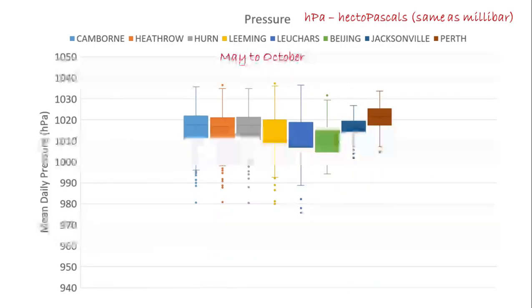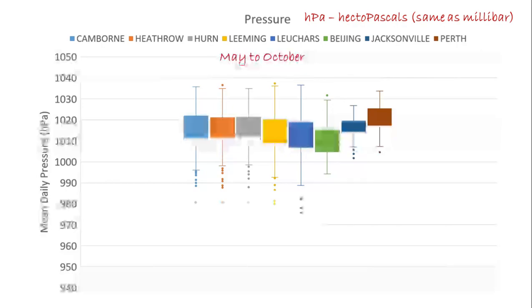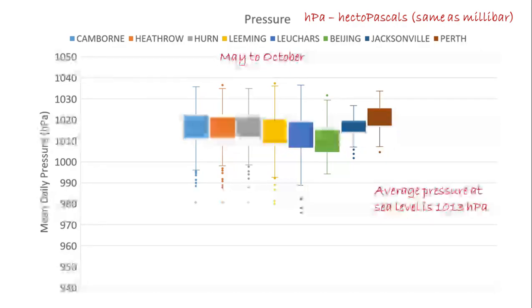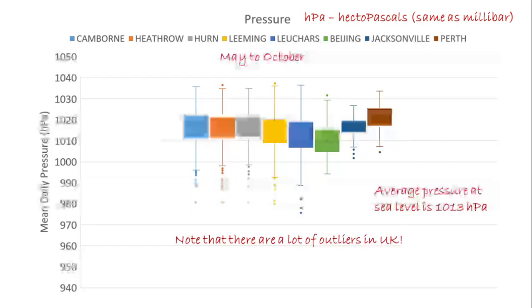Moving on to pressure. The pressure is measured in hectopascals, which means 100 pascals. It's the same as a millibar. And we can see, again, the pressures from May to October. Perhaps the most notable one is Jacksonville, which has got the smallest interquartile range. The average pressure at sea level is 1,013 hectopascals. And you'll notice that there are a lot of outliers, particularly in the UK.